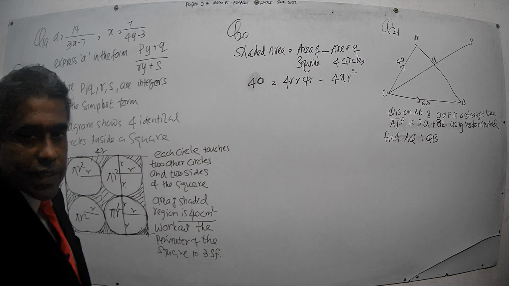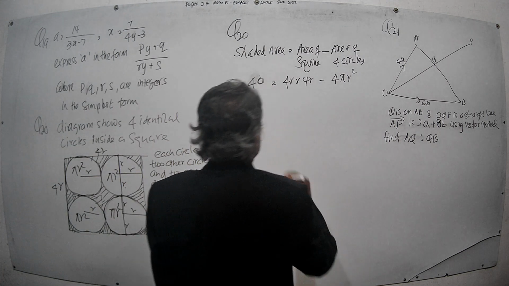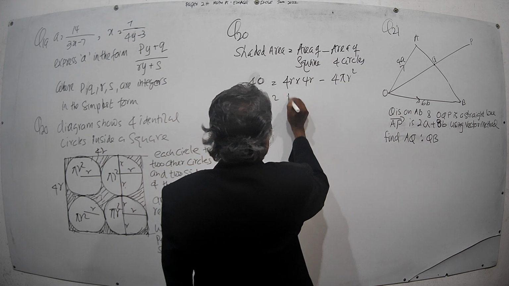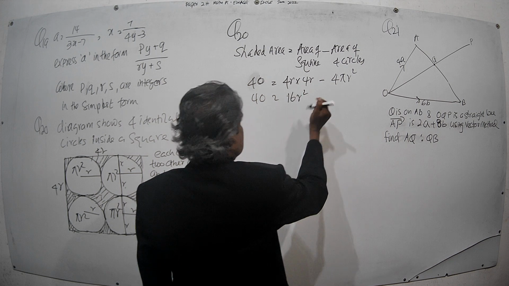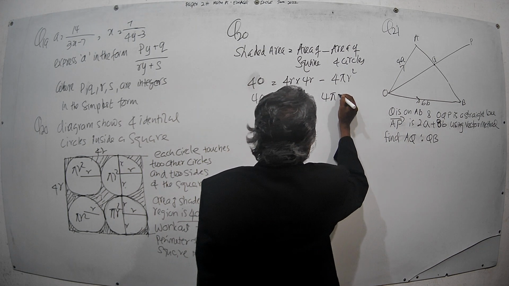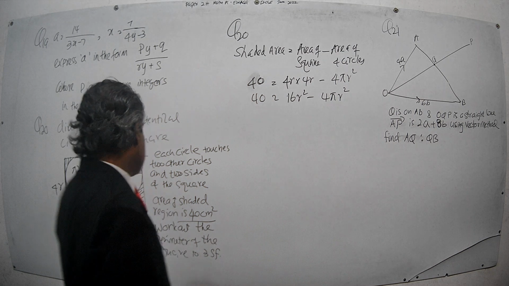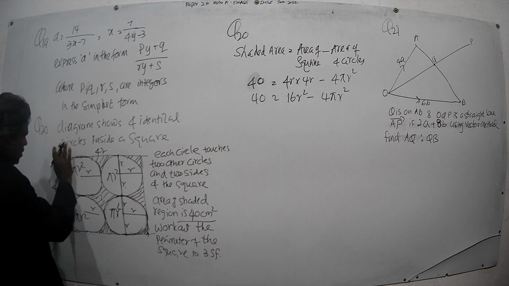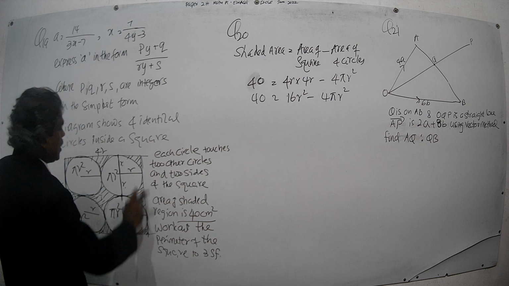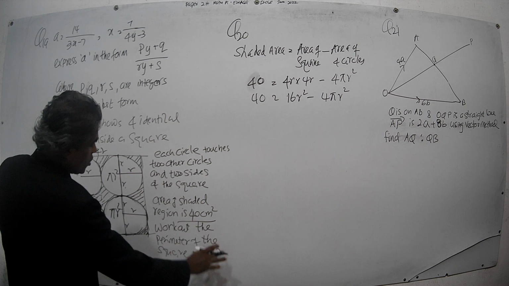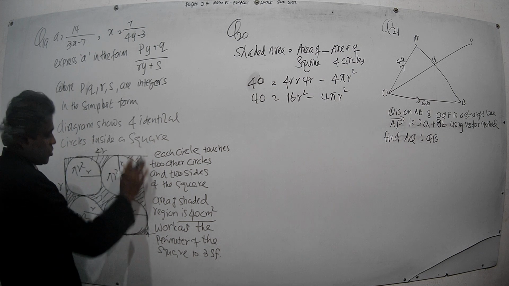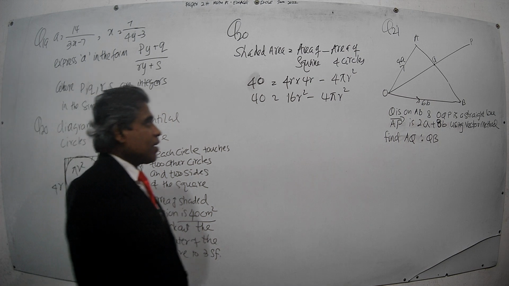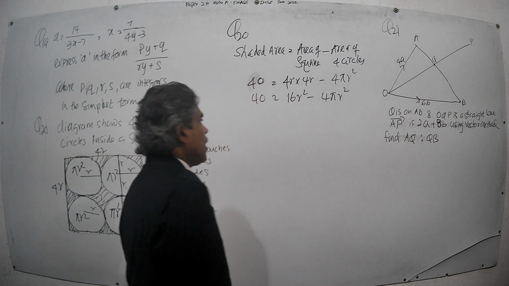Right? Okay. Then now 40 equals 4r into 4r, 16 r squared, then minus 4 pi r squared. Okay. Now, if you want to find the perimeter of this, that is what it says. Work out the perimeter of the square. To find the perimeter of the square, you need to know what this 4r is. You have to find the value of 4r.